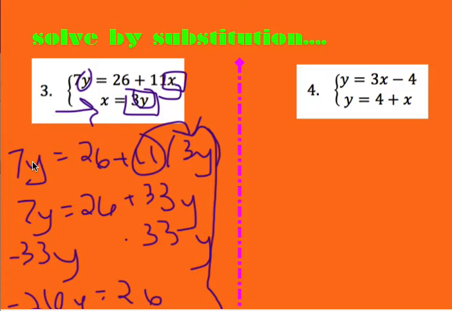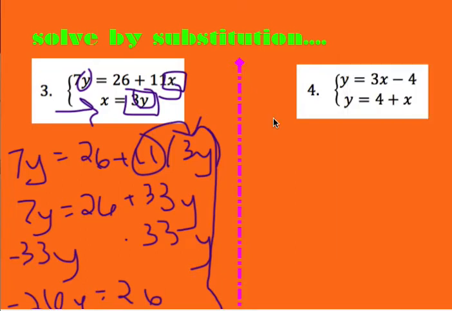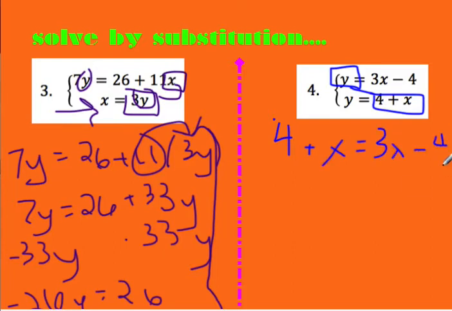Now, let's take a look at number 4. I see that both of these are solved for y. That's no big deal, okay? What we're going to do now is say, okay, y is equal to 4 plus x. So where I see y up there, I'm going to take y out completely, and instead I'm going to put in 4 plus x. So really what I'm doing is setting the two equations equal to each other. So I have 4 plus x is equal to 3x minus 4. So now what I need to do is get the x's on the same side.